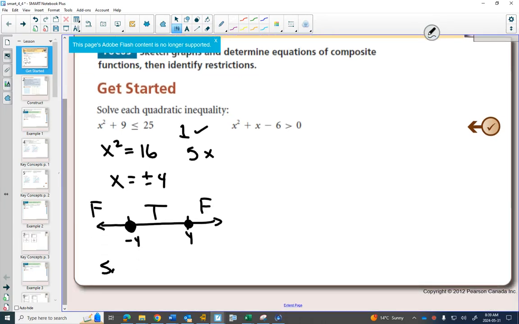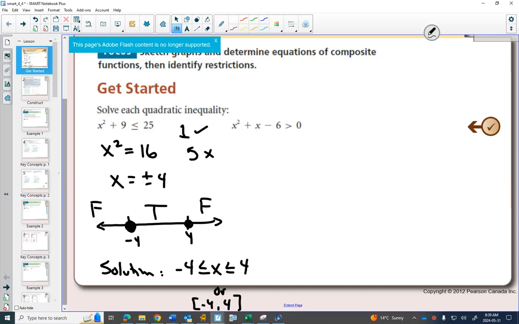So your solution is that it's true when x is between -4 and 4, or you could write it in interval notation from -4 to 4. So how do we solve inequalities? We solve like normal, as if it was an equal sign. Set up our number line.